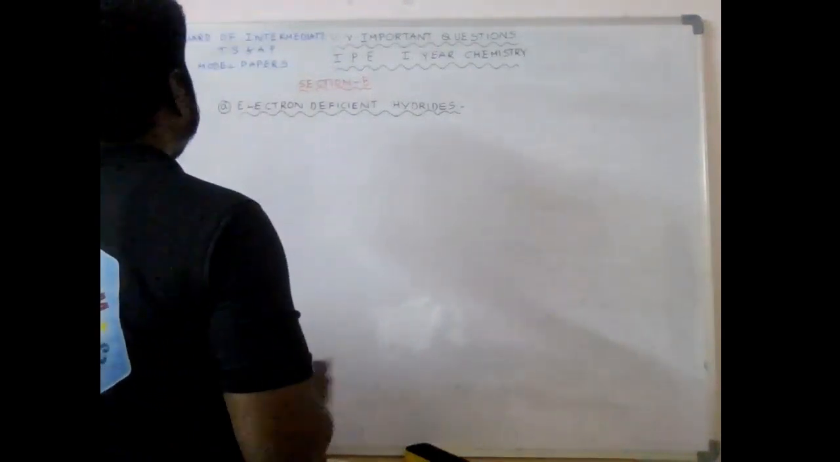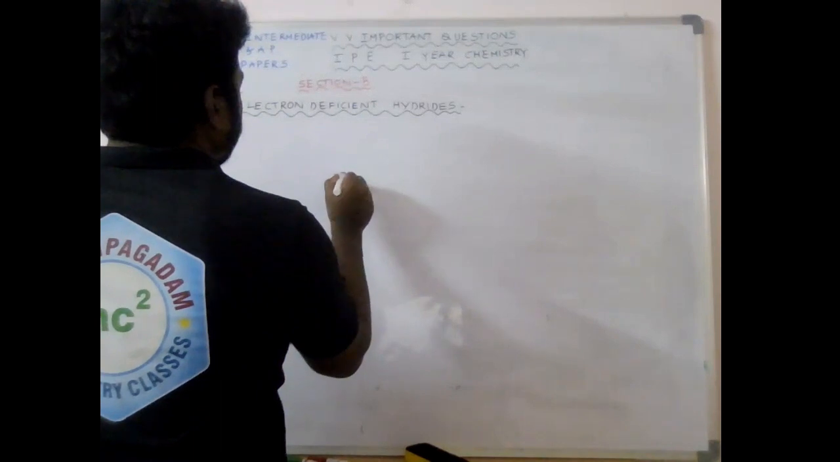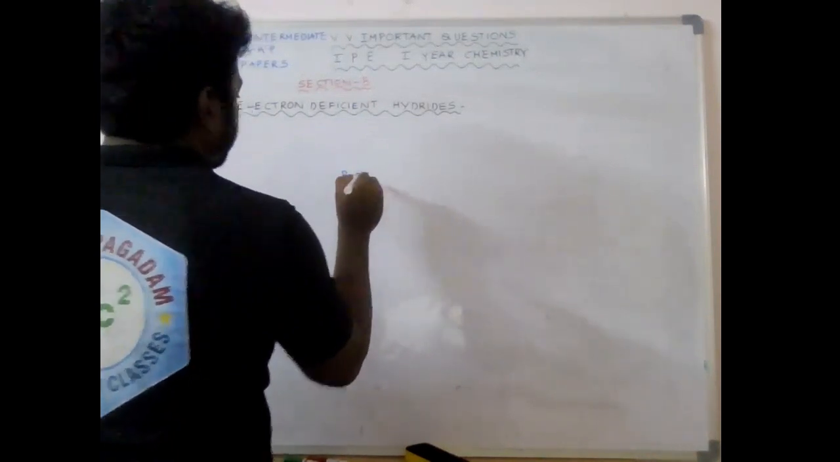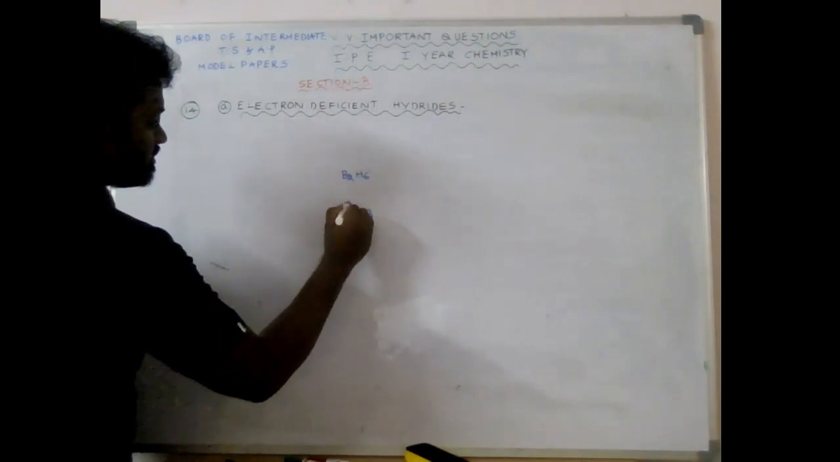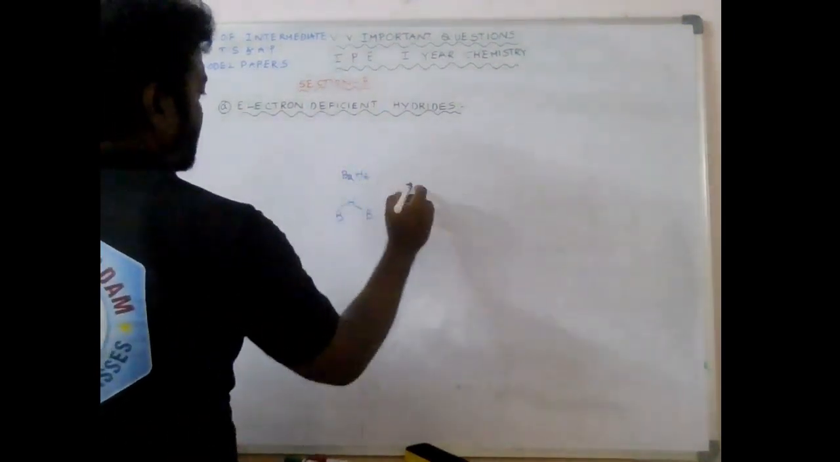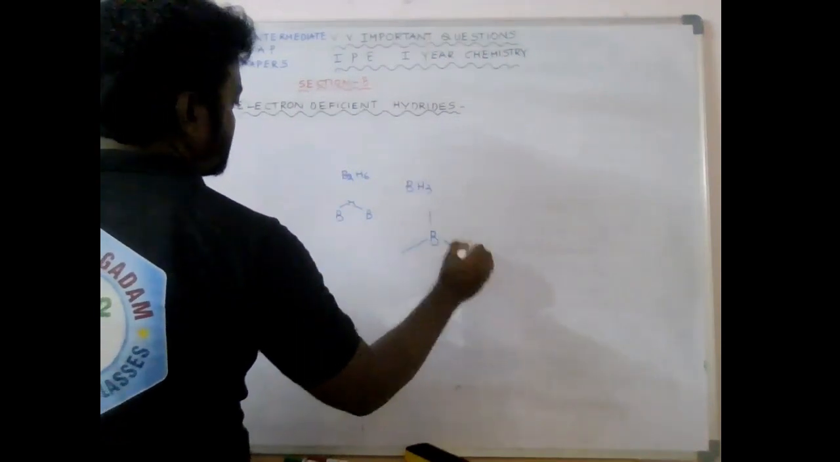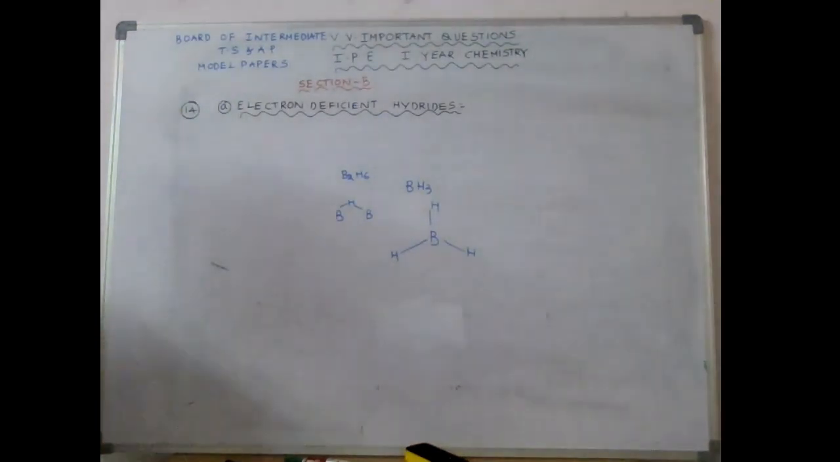For example, B2H6 is there. What is this? You know that, very famous, diborane. Whenever we write the structure of diborane, we write it like this. BH3, for example, one part we will take. BH3 means B with hydrogen, hydrogen, hydrogen. Usually this will form a dimer. Just for understanding, I am telling it as BH3.